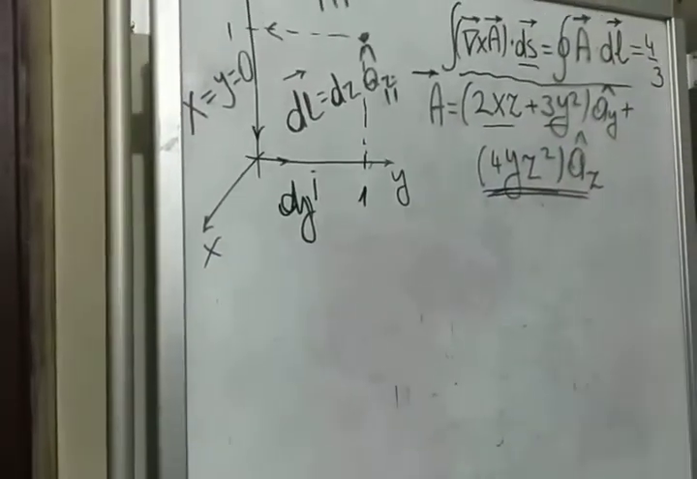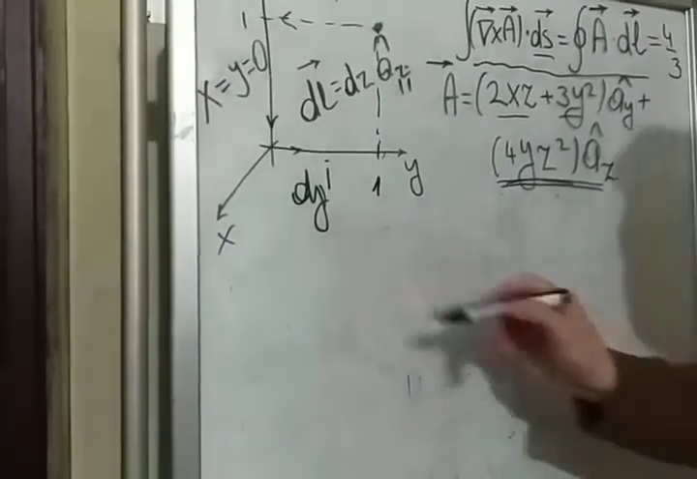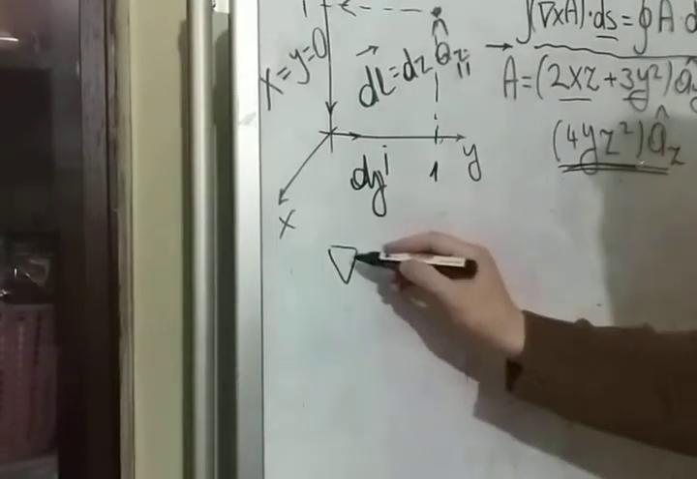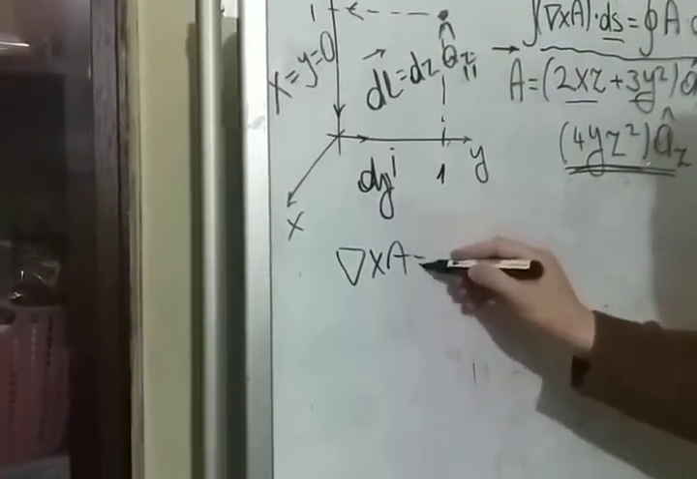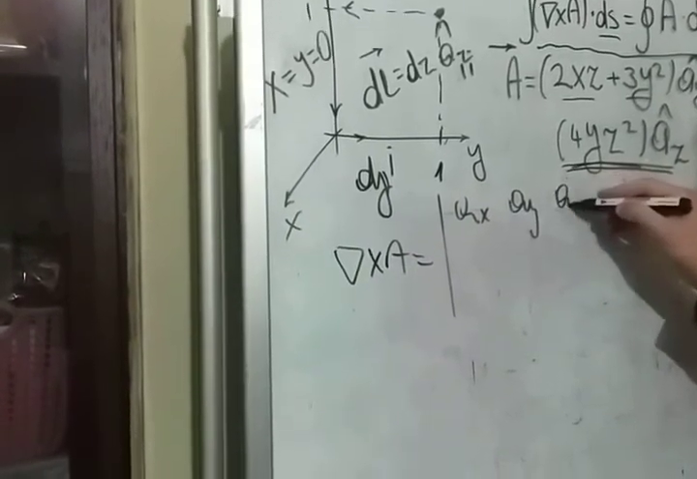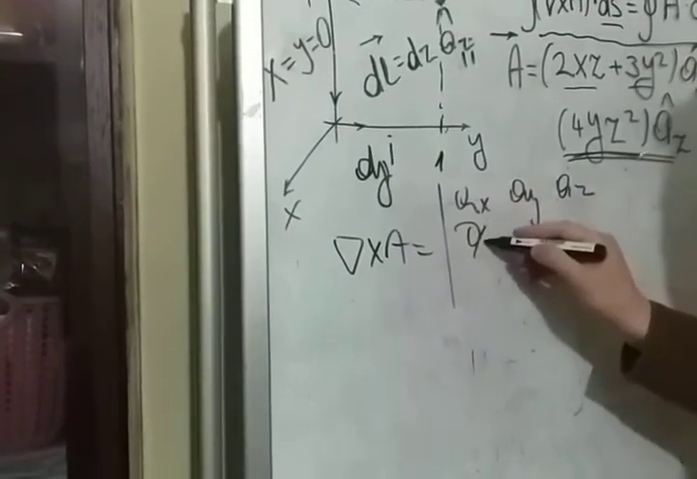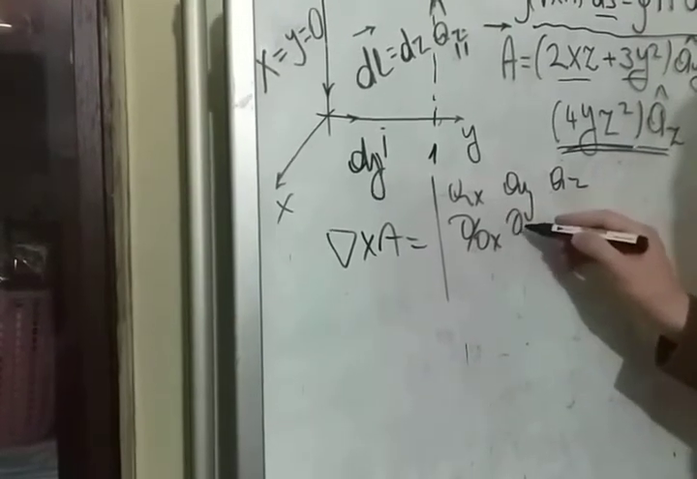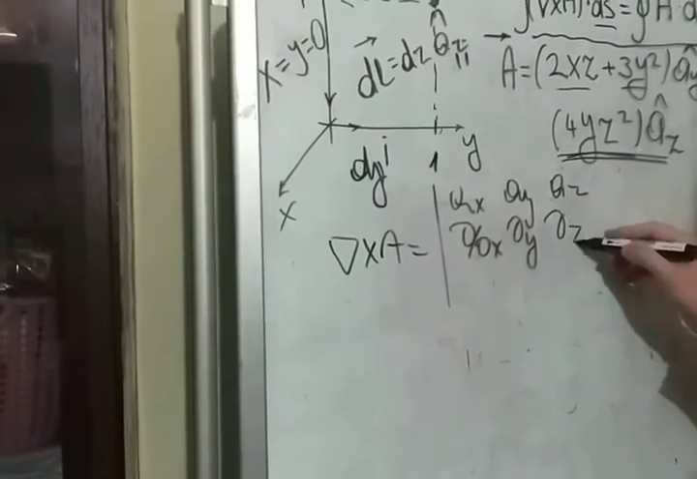Then we did it. Then let's see what we get. So the first thing was we need to calculate this curl of A. So here we get the AX, AY, AZ. This is a derivative with respect to X. This is a derivative with respect to Y, with respect to Z.